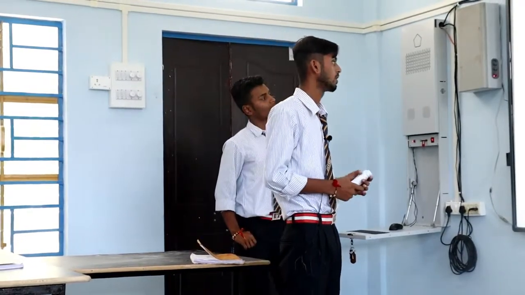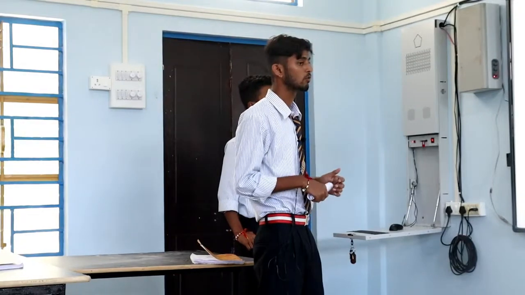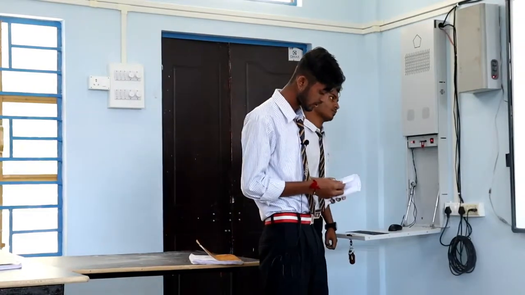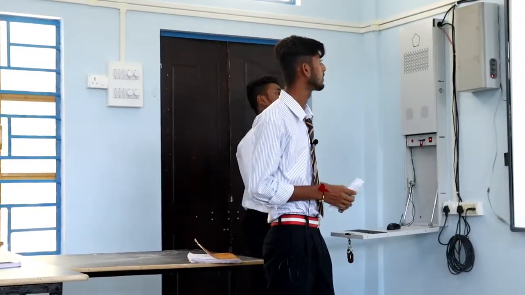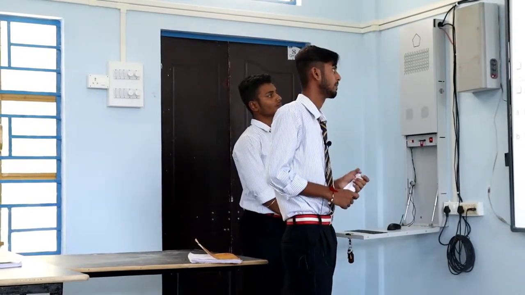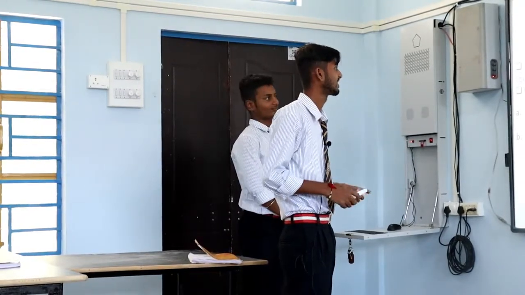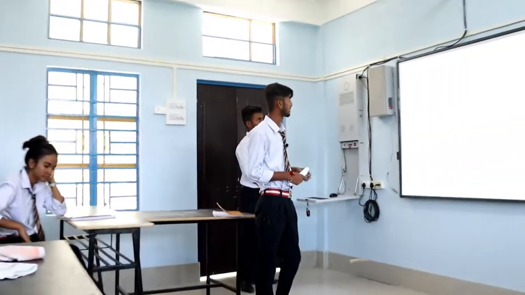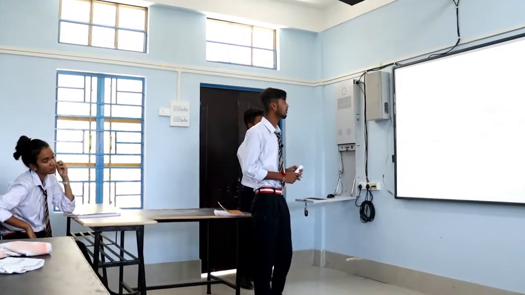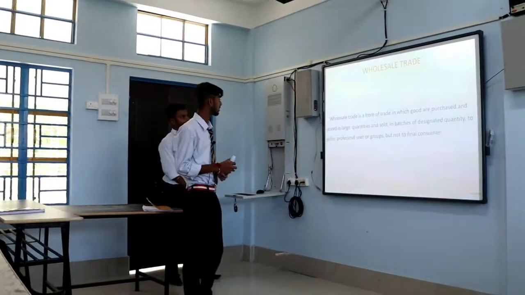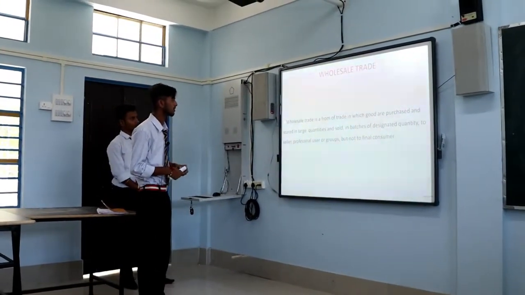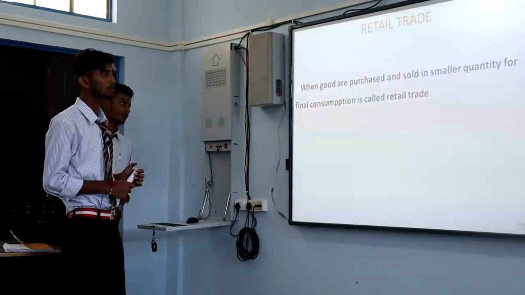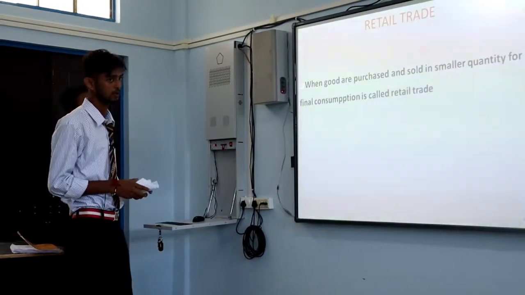The concept of commerce. Commerce is an organized system of exchange of goods between industries and the industrial world. Example: e-commerce, such as Amazon. This is home trade. Home trade is different from foreign trade, which takes place between two or more countries. Wholesale trade is a form of trade in which goods are produced and stored in large quantity and sold in designated quantity to sellers. Retail trade, when goods are purchased and sold in smaller quantity for final consumption, is called retail trade.